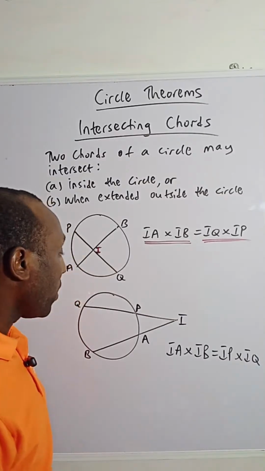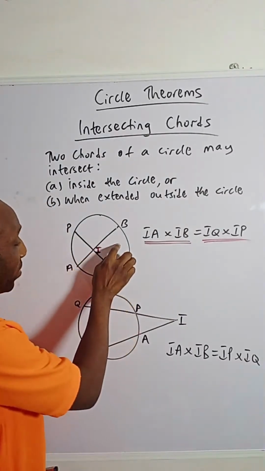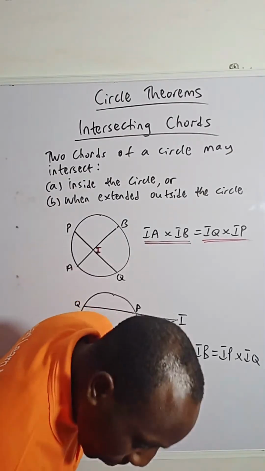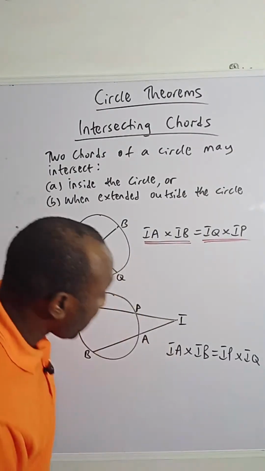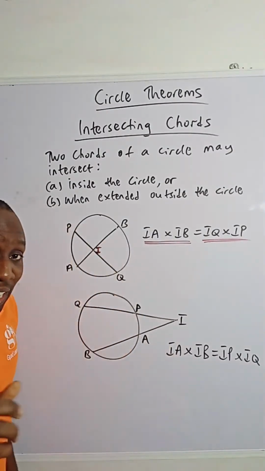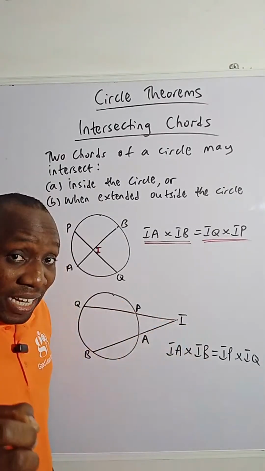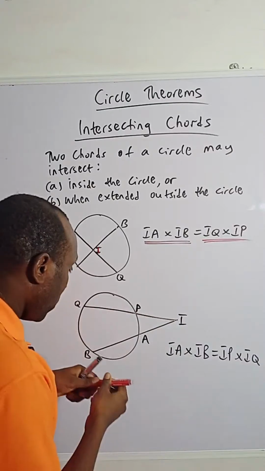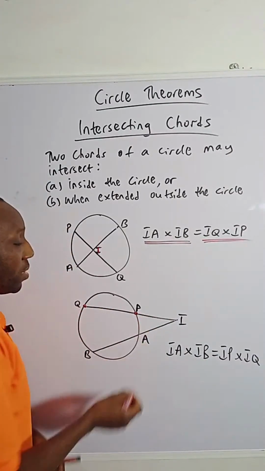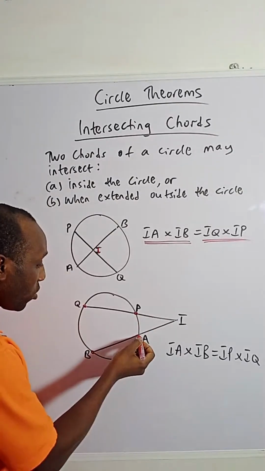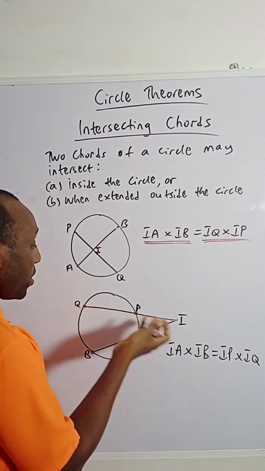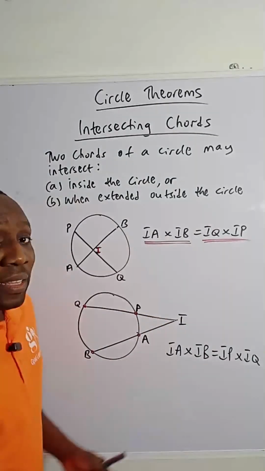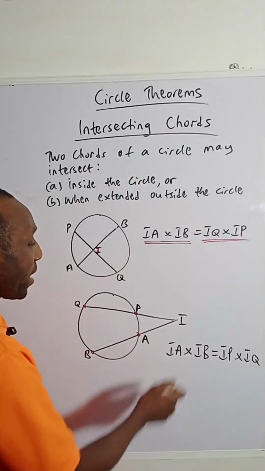This is a chord, right? It's still a chord, but it has been extended. It's a secant because it cuts the circumference at two points. So this point here and this point make it a secant, and here too, because the line cuts the circle at two points. Thank you for that addition. So the two secants intersect at a point outside the circle.